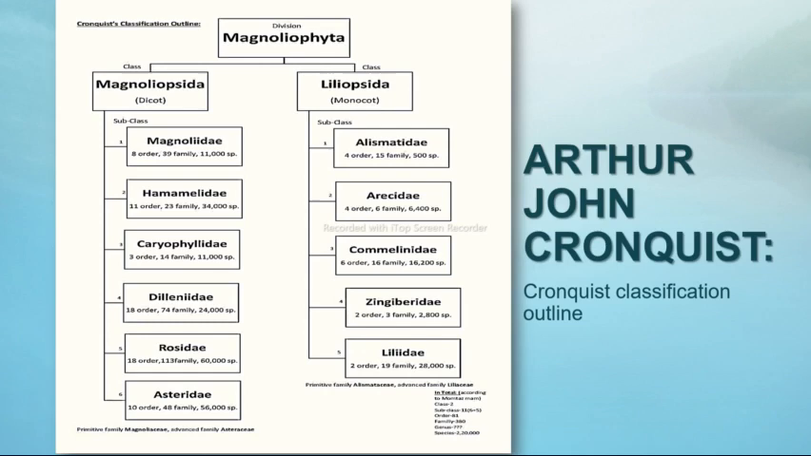So the primitive family in the class Magnoliopsida is Magnoliaceae, and the advanced family is Asteraceae. The primitive family in the class Liliopsida is Alismataceae, and the advanced family is Liliaceae. In total, according to the Mumtaz Madam, the 2 classes have 11 subclasses (6 plus 5), orders are 81, families are 380, genus is unknown, and the species are about 2,20,000, as shown in the figure.